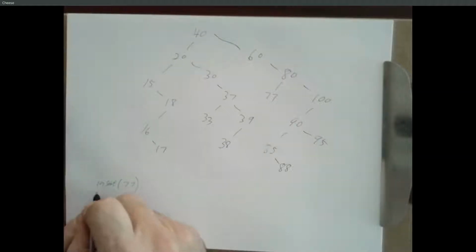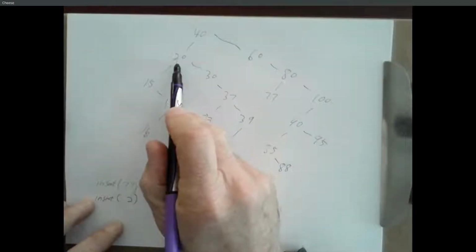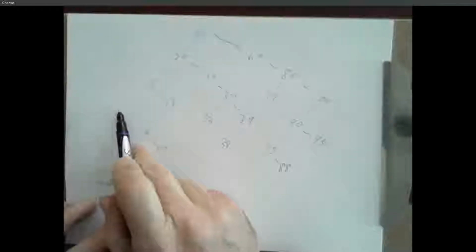All right, so give me another number. 2. All right, smaller than 40, go to the left. Smaller than 20, go to the left. Smaller than 15, go to the left. Nothing there. That's where the 2 goes.